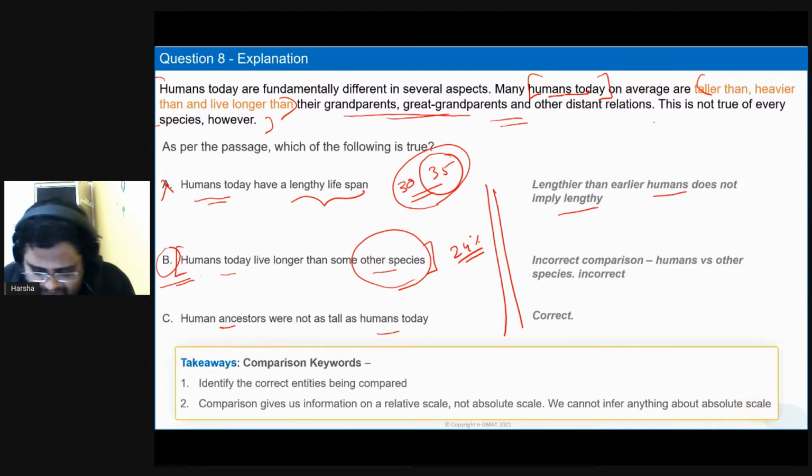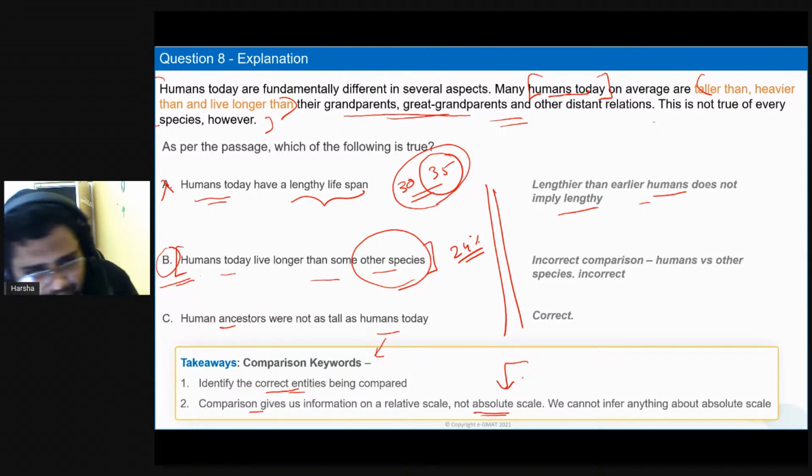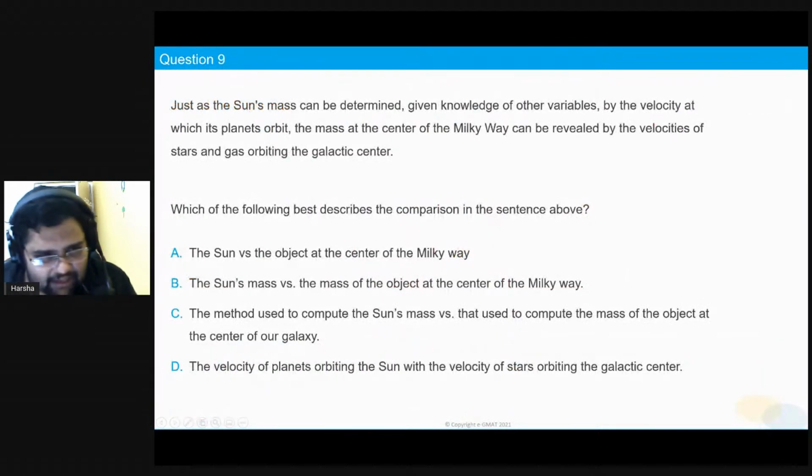So, very important learnings. When you see comparison keywords, first thing, identify the entities being compared. There is no human versus other species here. That's the point. Number two, comparison gives information on a relative scale. A is lengthier than B does not mean A is lengthy. It only means that A is lengthier than B. You cannot infer anything about the absolute value or the absolute scale. Again, very, very important point. If this is clear, let's move to the last question of your exercise.